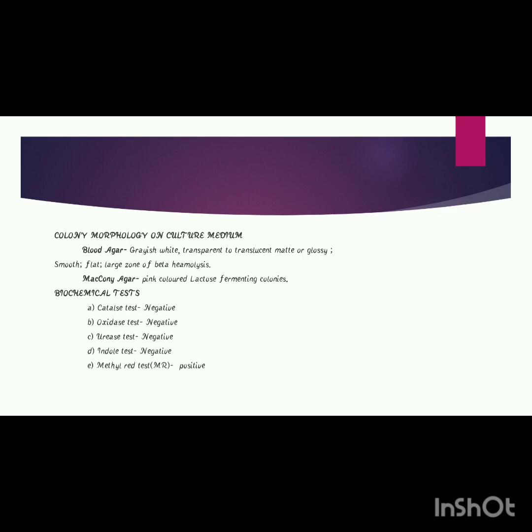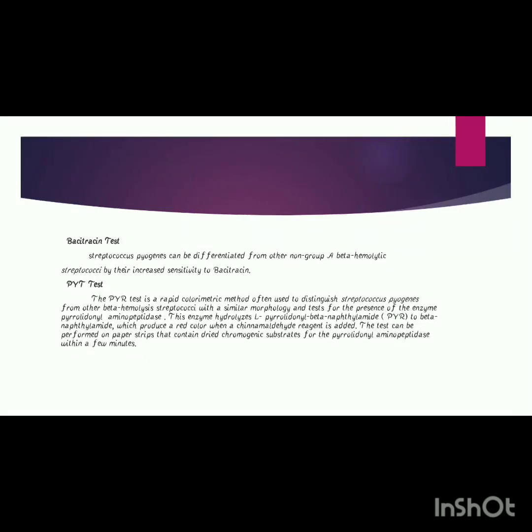Biochemical tests: catalase, oxidase, urease and indole negative, methyl red positive. Voges-Proskauer, citrate utilization, starch hydrolysis negative. Alkaline phosphatase activity, arginine dihydrolase, hyaluronidase, neuraminidase are positive. Bacitracin test sensitive, PYR test positive, CAMP test negative. Bacitracin test: Streptococcus pyogenes can be differentiated from other non-group A beta hemolytic streptococci by their increased sensitivity to bacitracin.